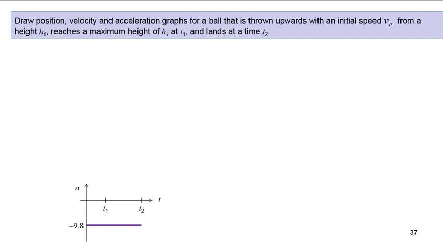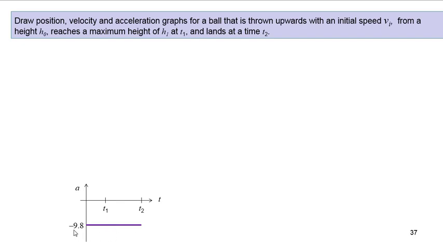The acceleration graph is exactly the same. T1 is the time when it reaches that maximum height. So you can see during this part of the time, the object is traveling upwards. At this time it reaches its maximum height, and here's when it starts to fall back down.